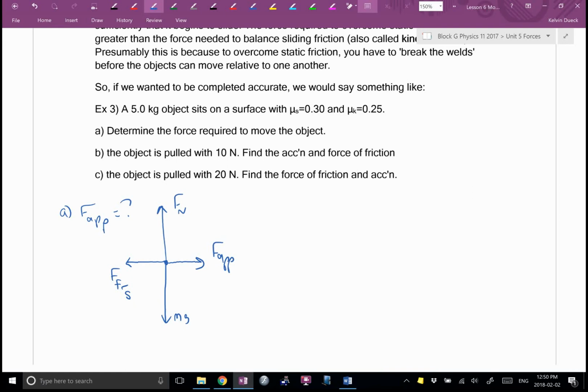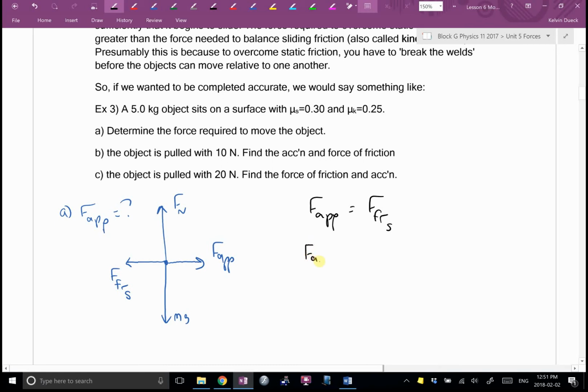Which way does this want to accelerate if I pull really hard? So everything to the right has to equal everything to the left. That's if it's balanced. So what kind of an equation will that be? What's my force to the right? What's my force to the left? Friction. And if I want to be fussy, static friction. So we can say this. The applied force has to be bigger than, or in this case, exactly the same size as static friction. And if I pull any harder than that, it must move. Are you with me?